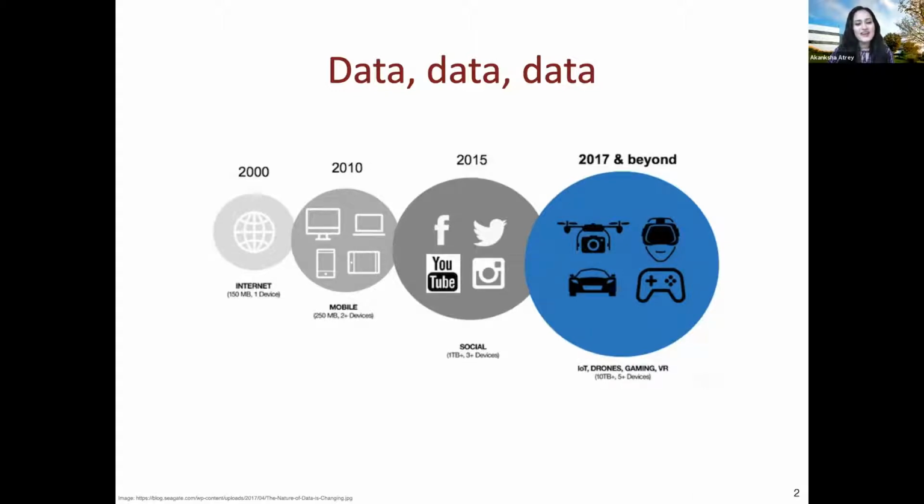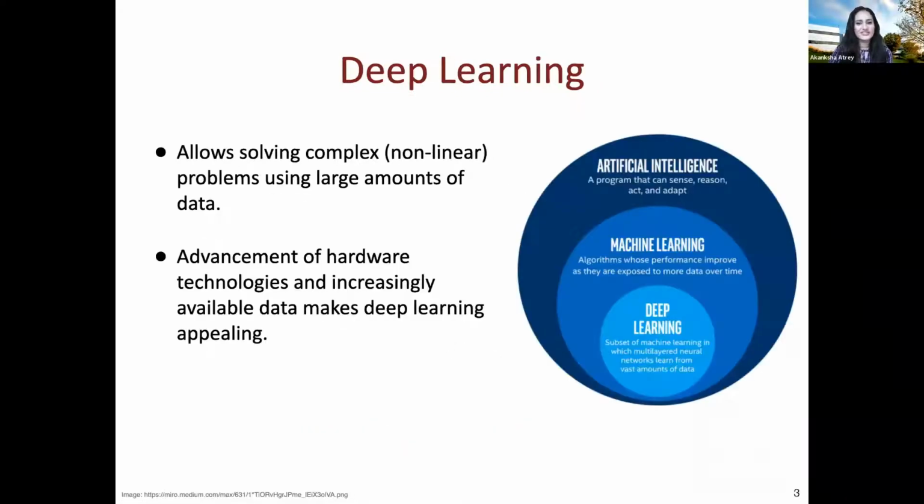And then looking at now, we're looking at Internet of Things, drones, gaming, VR. So the key idea is that the nature of the data is consistently shifting to being more real-time, more personal about the environment. And the availability is consistently increasing as well. So what do we do with all this data?